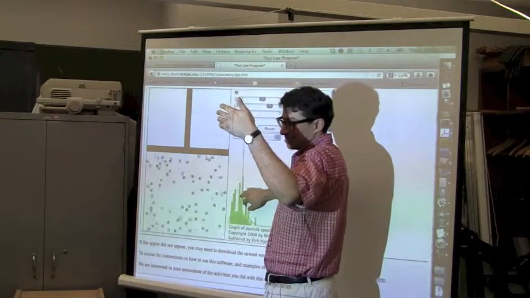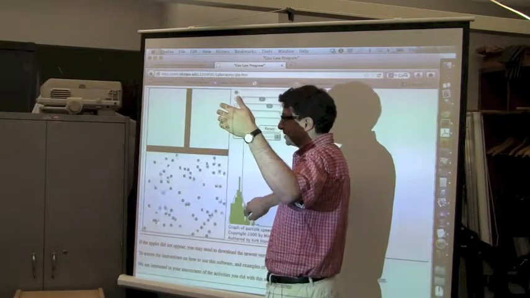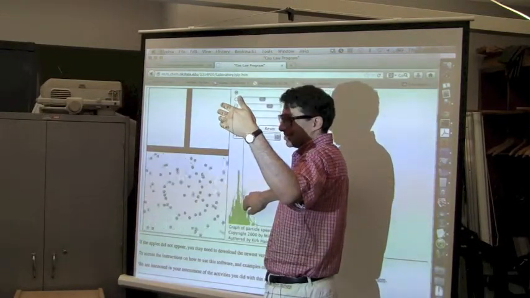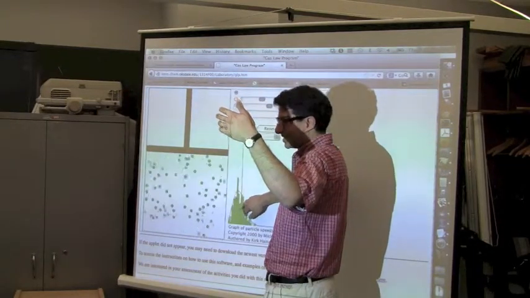When I teach general chemistry, this is where we go over the difference between the mean and the mode and the median, if you guys do that in math class. Oh, yeah.